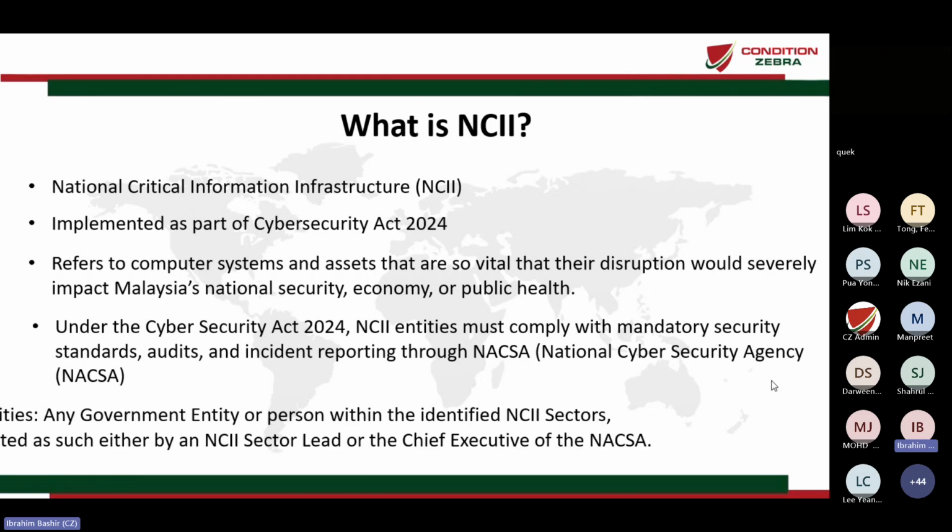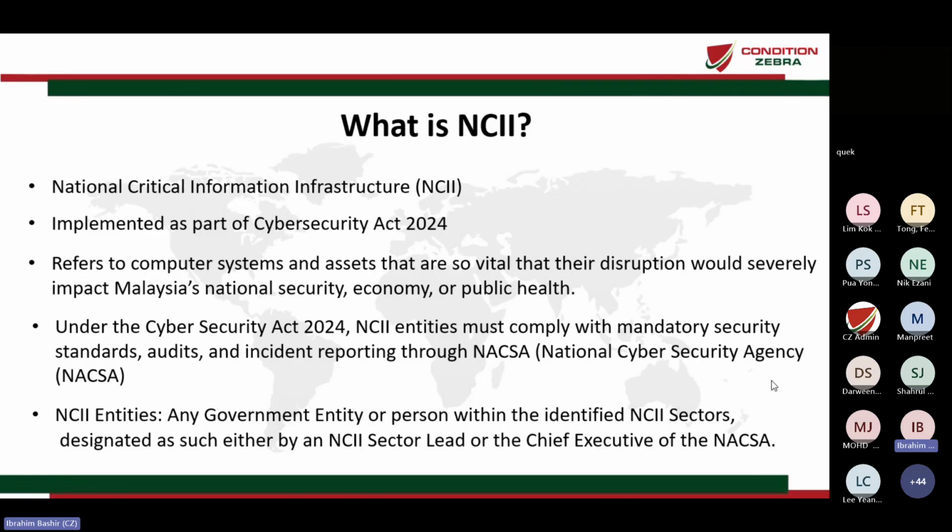And other than that, it also specifies the entities. They very clearly mention what those NCII entities are, or what those national critical entities or organizations are. Basically, these are defined as any entity or person within the NCII sectors that is designated. So they can designate basically anyone. It doesn't mean that, for example, if you're a private company, you might be thinking, I do not need to worry about this because I'm a private company. But the government can decide that your business nature is so critical, and they will categorize you as NCII. Then you are forced to comply with these laws.